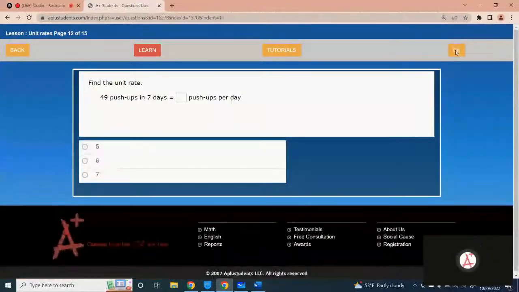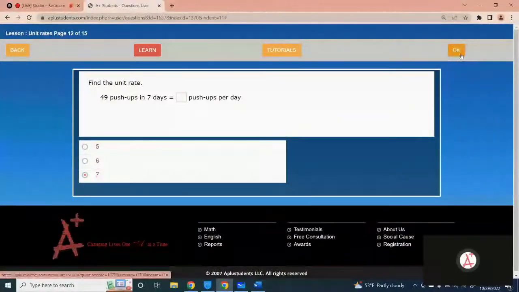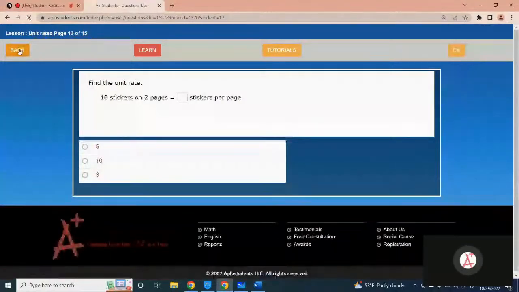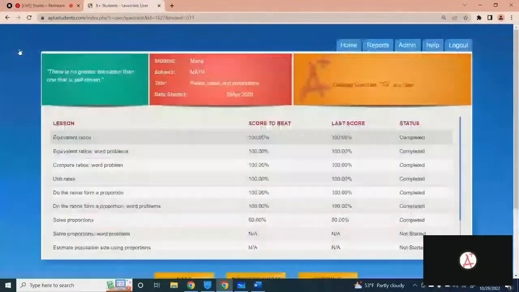Okay, find the unit rate. 49 push-ups in 7 days. So how many push-ups per day? 7 push-ups. Got it? Just select the correct option and click on the OK button. Okay, you can complete the test by yourself later today. I'm just moving on to the next topic. Just click on the back button and let's start with the next topic.